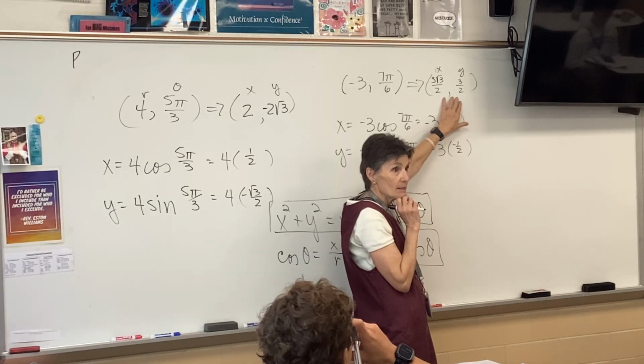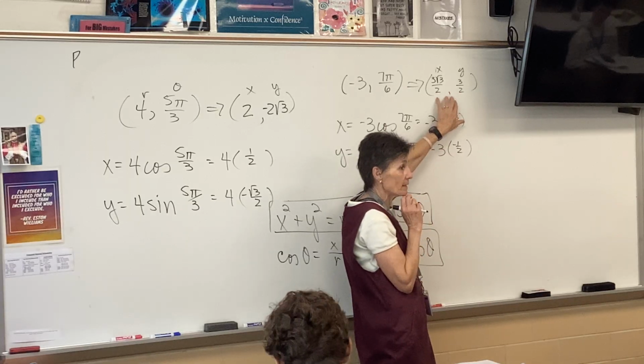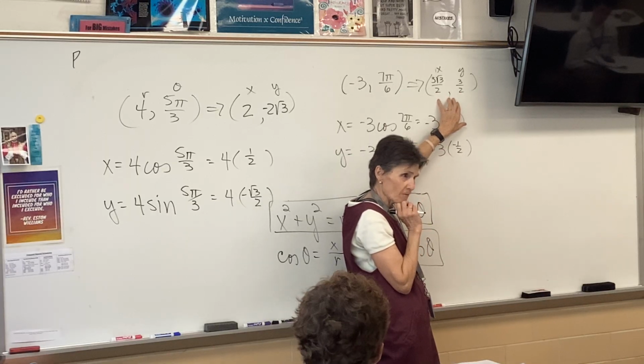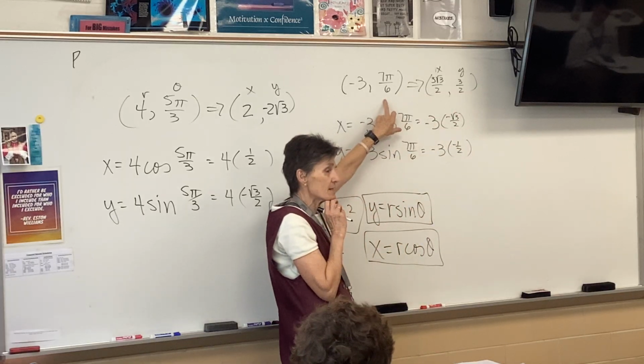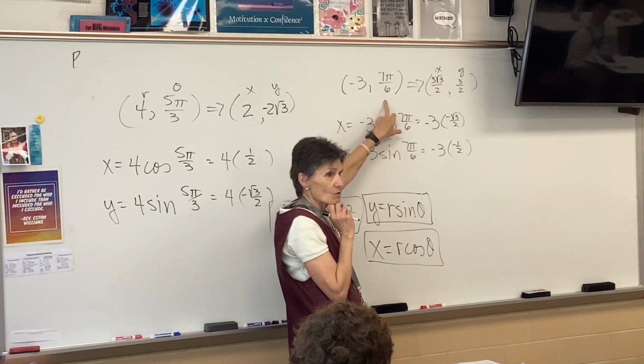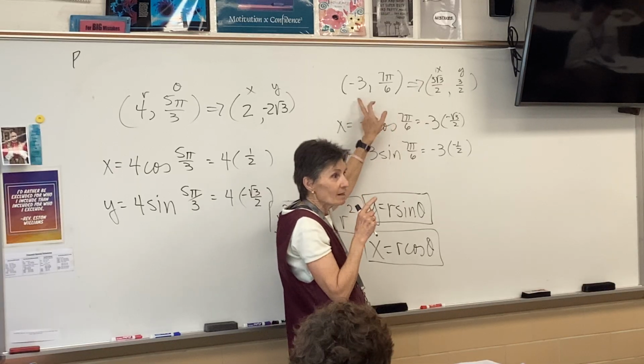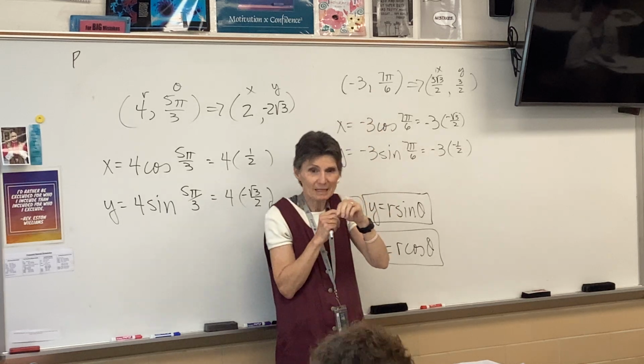Okay? Now, which quadrant is that point in? The first. But wait a minute, my angle is in the third. But what? A negative R. What does a negative R do? Remember, we talked about that before break.